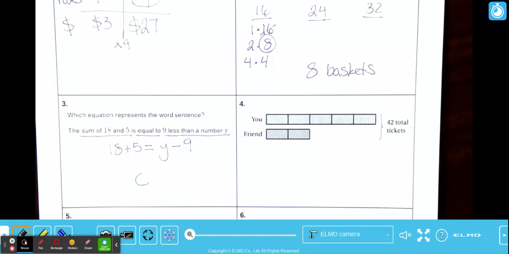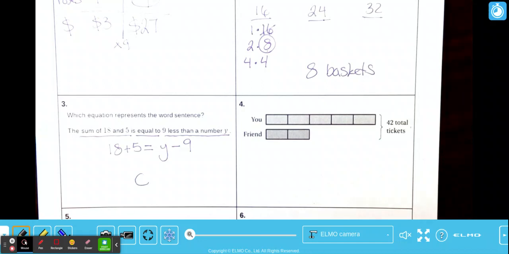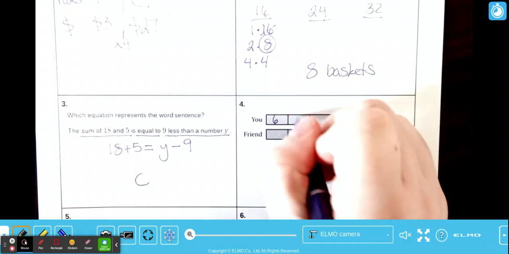Okay, so there's 7 pieces of tape that represent 42 tickets. So how much does each piece of tape represent? 6. How did we find that out? 42 divided by 7, right? So each one is 6.